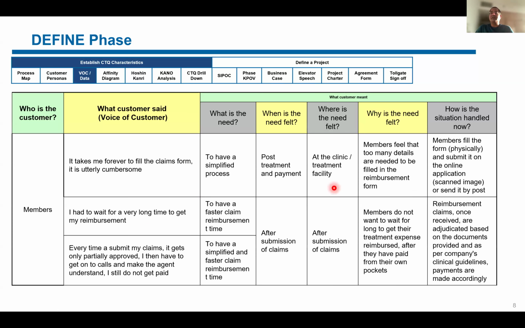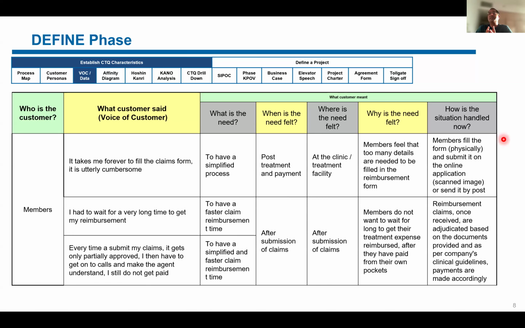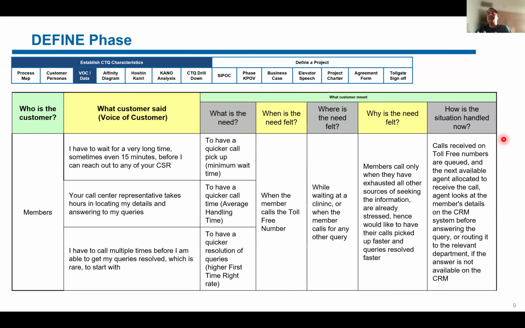So these are the various voice of customers broken down into what is the need, when is the need, where is the need, why is the need, and how is the situation handled. When we collate all this data and put it into something a little more visual in appearance, that makes things easier for us to look at, that's where we prepared an affinity diagram.